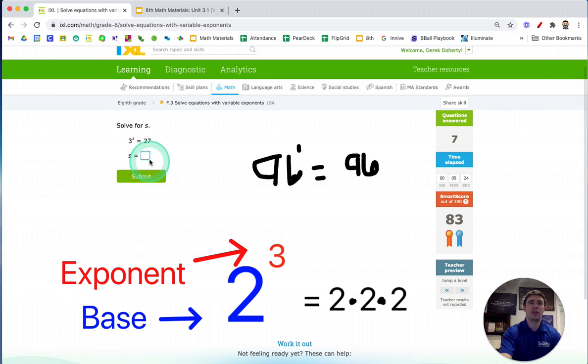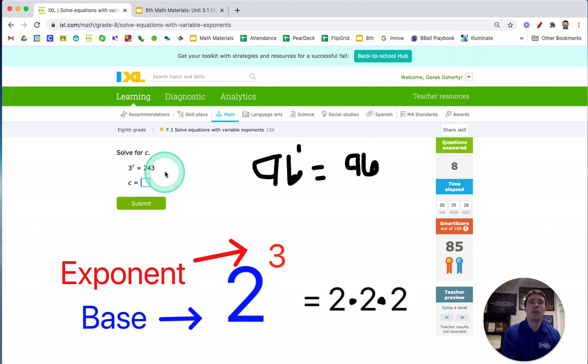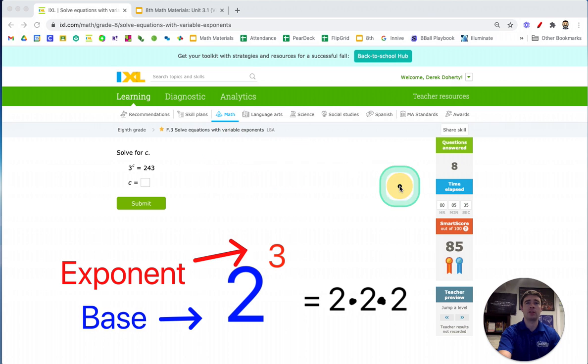This one wasn't more challenging. It's the same problem we did earlier. Why it's up here in 83, I don't know. Okay, 3 to the power of c equals 243. And so some of these, I think you're just going to have to go ahead and multiply stuff out a lot. I know 3 times 3 is 9.